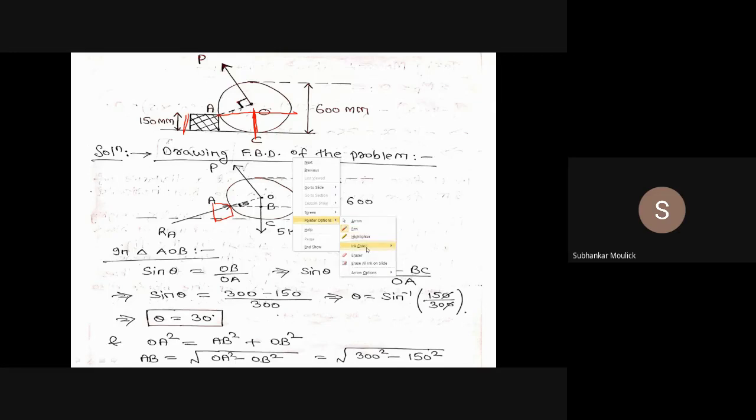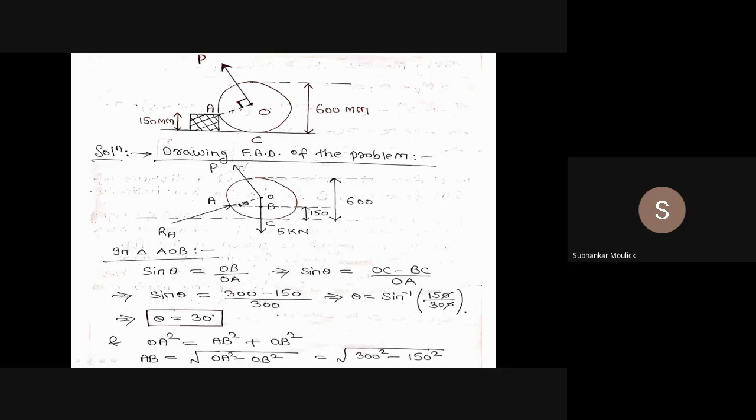Can anyone from the diagram please tell me what is the value of OA? Sir, that is also 300. OA is how much? Radius of the circle. Yes, OA is 300, also the radius of the circle, that means 600 by 2, 300. So we got all the values. We can easily find out the value of this angle theta. That is, theta will be sine inverse of 300 minus 150, that is 150, divided by 300.